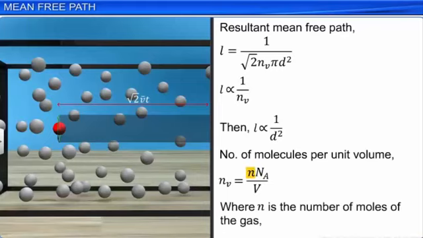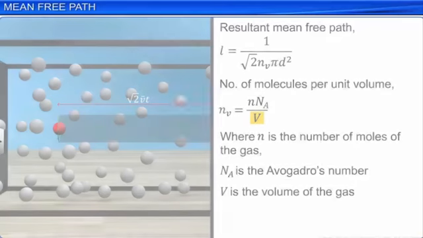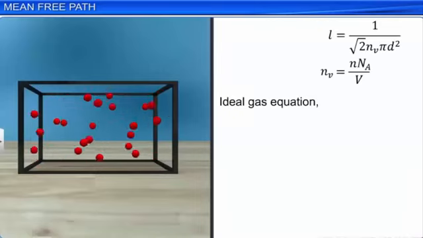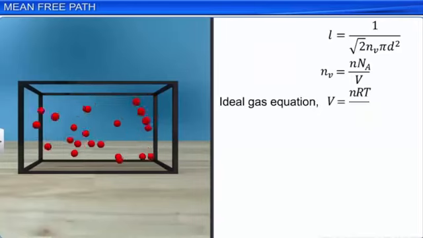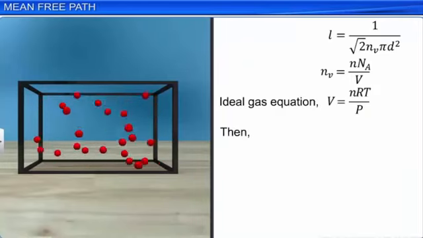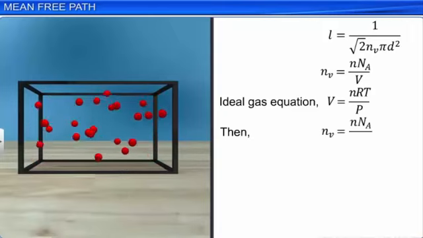Na is Avogadro's number, and V is the volume of the gas. From the ideal gas equation, the volume of the gas, V, is equal to nRT by P. Then, the number of molecules per unit volume can be written as nv is equal to n into Na by nRT by P, which is equal to P Na by RT.